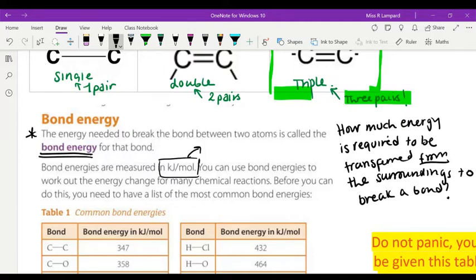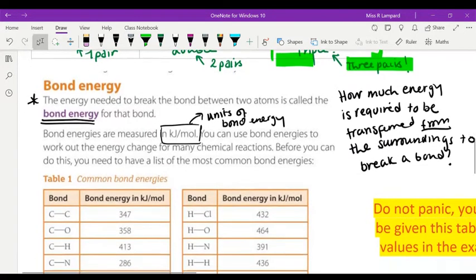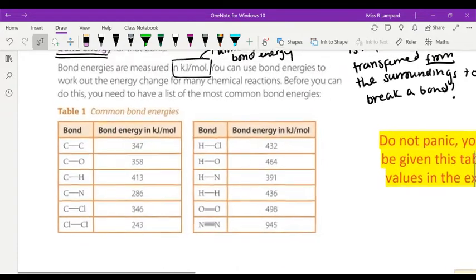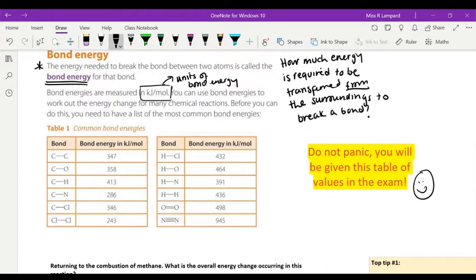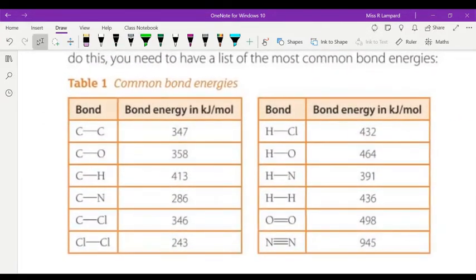And what we can do, I'll just put units of bond energy. What you can do is use these bond energies to work out the energy changes for many chemical reactions. So you are given this table. I've put a little note here, do not panic. You will be given this table of values in the exam. Here are the common bond energies that we need to be able to use.